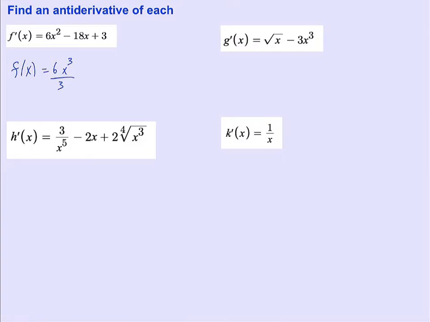And then for the next term, 18x to the new exponent, we're going to increase it by 1, and then divide by the new exponent. And then plus 3.